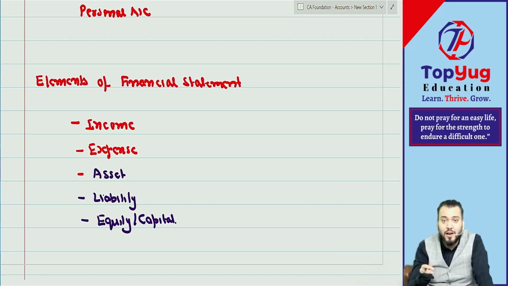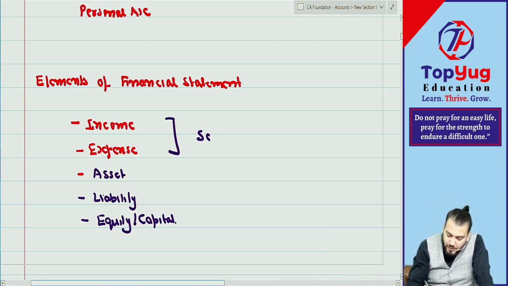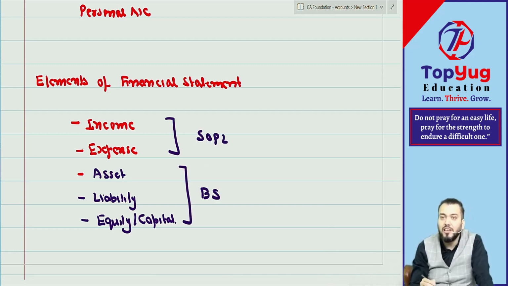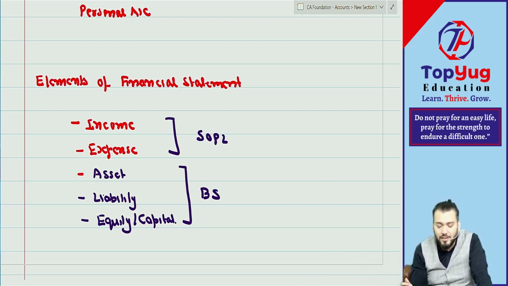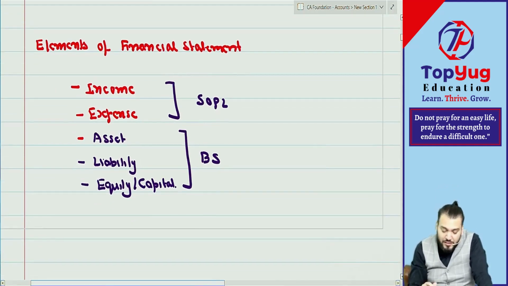The objective is to identify these five elements. If you can identify them, you can prepare balance sheet and SOPL, because these two will go in SOPL, and these three will go in balance sheet. If you can identify which item is income, which is expense, which is asset, which is liability, which is capital, it is very simple to prepare balance sheet and statement of PL. So we need to understand what is the meaning of each.